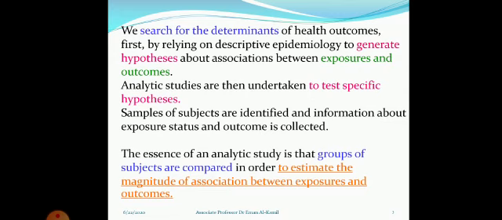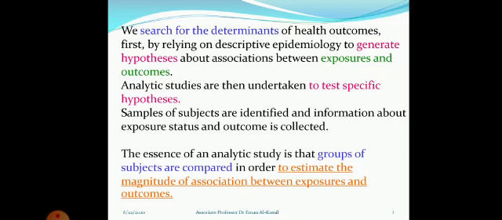There are a large number of examples of exposure and the outcome, which are always collected by taking different examinations, different studies, and are involved in taking specific risk factor and specific disease. So the essence of analytical study is that groups of subjects are compared in order to estimate the magnitude of the association between exposures and outcomes. So the analytical study is a comparative study.